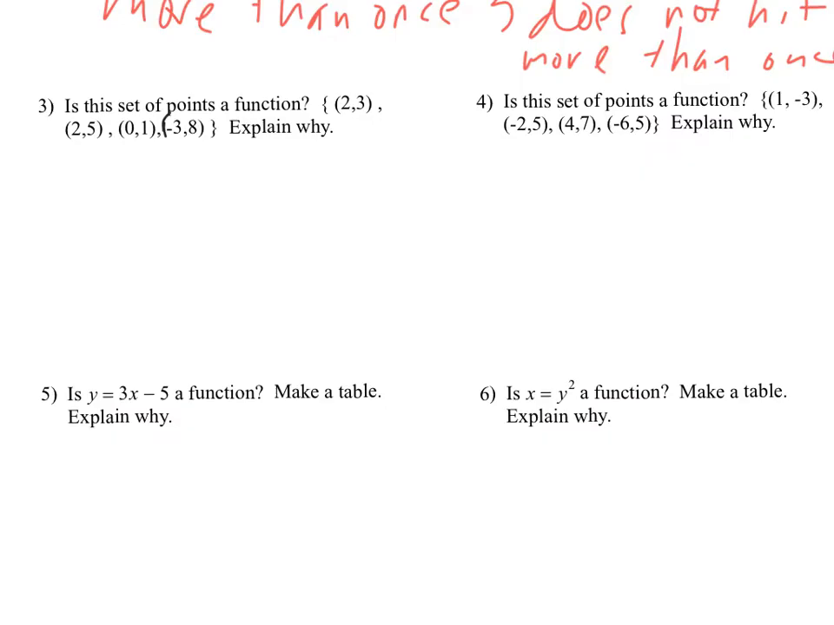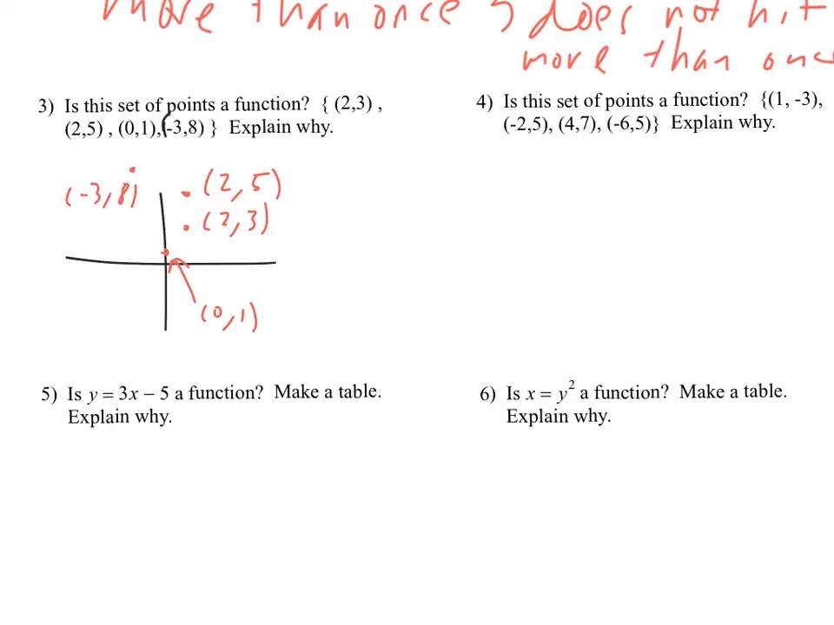All right, next up here is the same idea. It says, is this set of points a function? Explain why. Now, a couple different ways you can look at this. The first way I would say is we could use the same idea we used last time. We can still use the vertical line test, but we're just going to have to graph all of these points. So I'm going to go ahead and graph these. So we have 2, 3 is right here, about. We'll call that 2, 3. And then we have 2, 5 right here. And then 0, 1 is right there. And then we have negative 3, 8 would be up here.